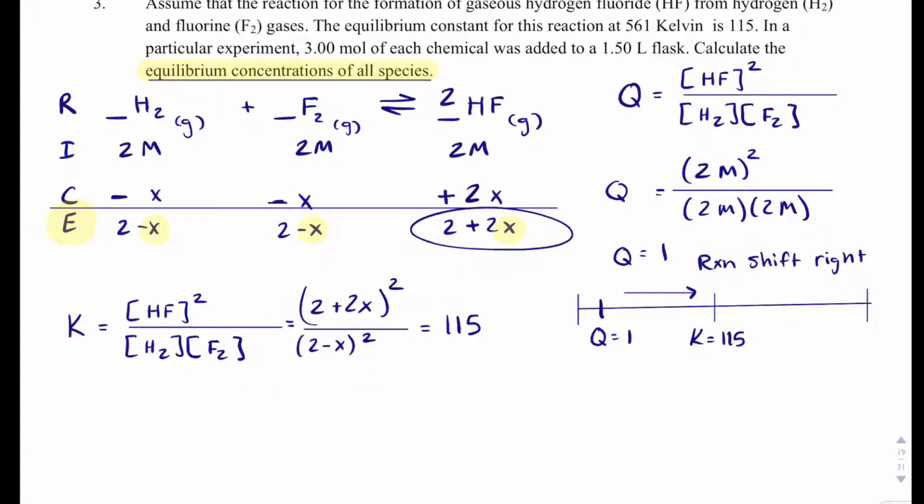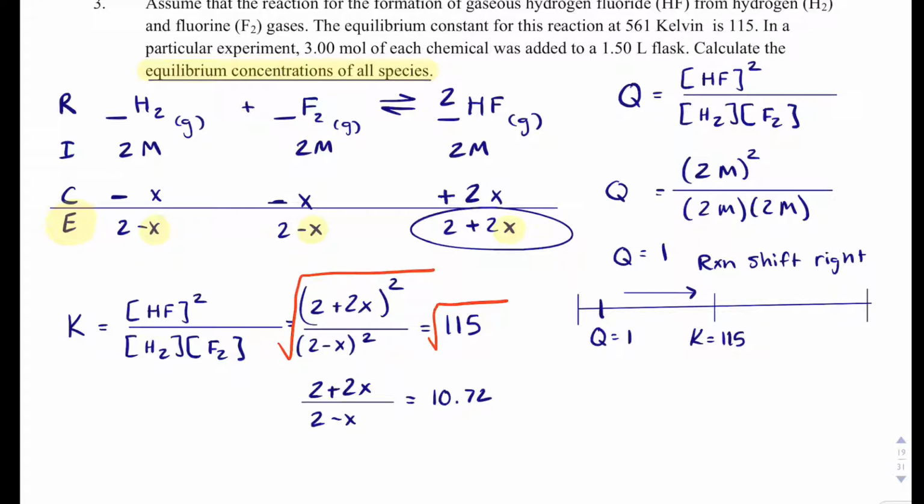And I have a quadratic. I don't want to do the quadratic formula. So what I'll do is look at this and notice that I have squares for both of those. So I can take the square root of each side to get rid of those squares. And when I do that, I get 2 plus 2x divided by 2 minus x. My calculator tells me that the square root of 115 is 10.72.